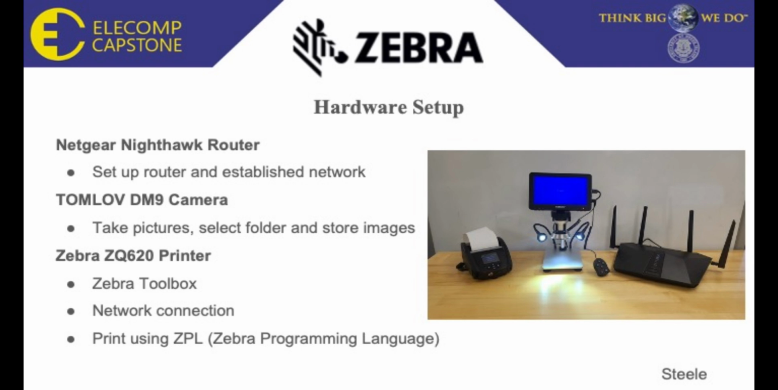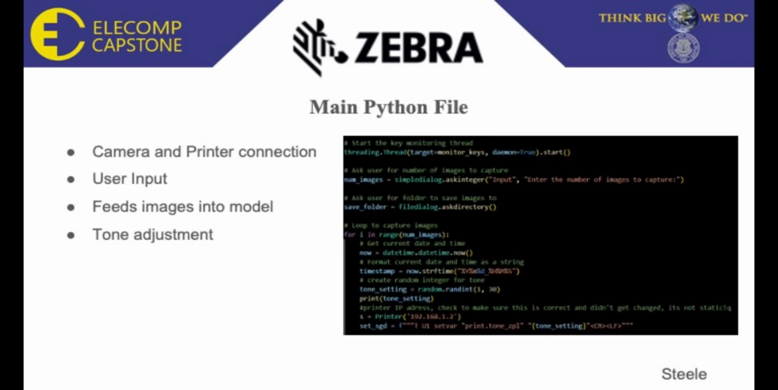We programmed the Zebra printer using the Zebra toolbox, which we were able to change the settings to program an IP address and then connect it to the Wi-Fi network. Then we were able to use the Zebra programming language in our Python files to print specific labels. Initially, we had created a main Python file, which took care of the entire project all in one. It established a camera connection as well as the printer. It took in a user input for file paths, and it then fed the image into our model and received a little bit of feedback for tone adjustment.